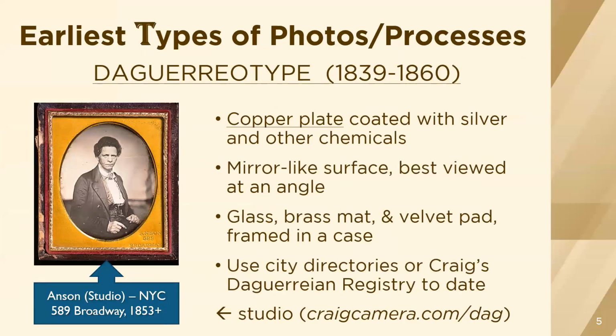In 1839 is when he actually patented the daguerreotype. And even though he was from France, he patented it in England. This was a copper plate with silver and other chemicals. It was sort of a mirror-like surface, and even people noted that it was like looking in a mirror. It was best viewed at an angle, but you've got to be careful on your angles, because if you viewed it at a certain angle, it became a negative again.